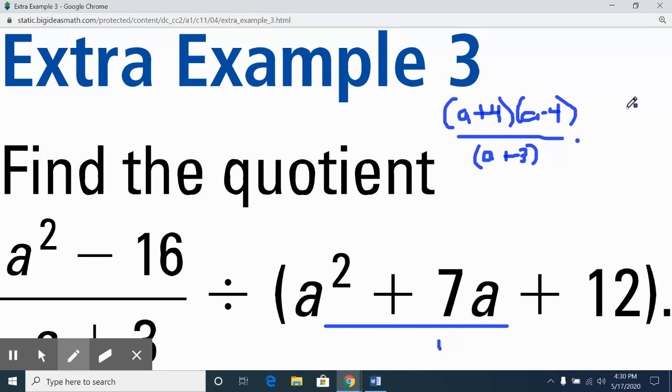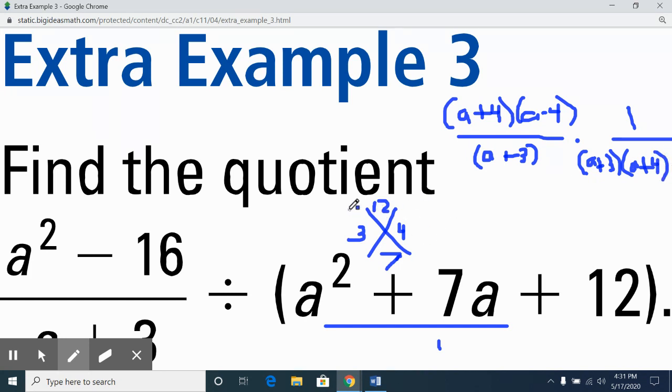So 1 goes on the top now. A squared plus 7a plus 12. I want to factor that. So 12 and 7 are my factors. My factors would be 3 and 4. So a plus 3 and a plus 4.